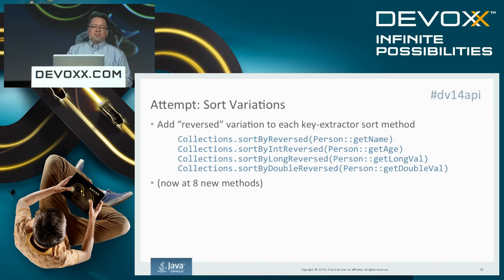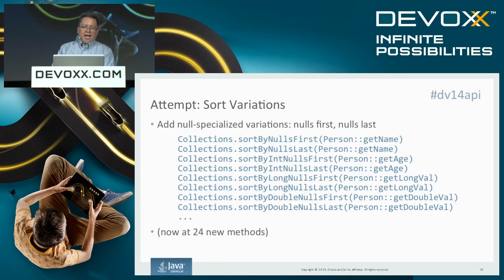Reversed. We could add sort by reversed variations in all the primitives, so we need 4 more of those. So now we're up to 8 new methods. And now we want to specialize by nulls, so we could do nulls first, nulls last, but then the primitive specializations of those. So that triples the number of methods, and so now we're looking at 24 new methods.